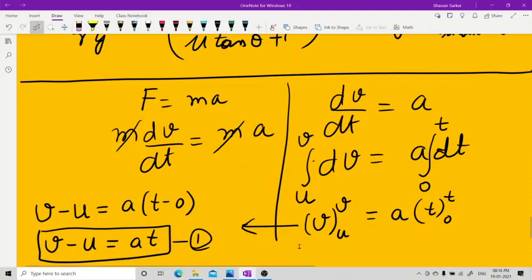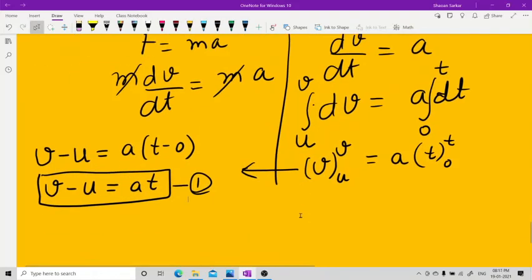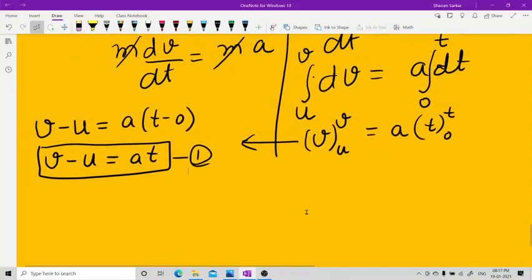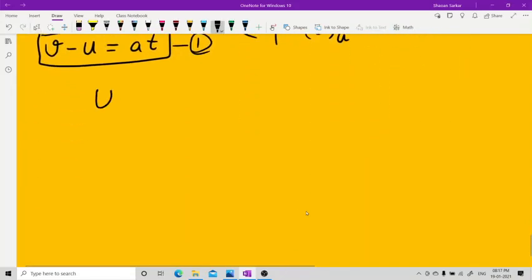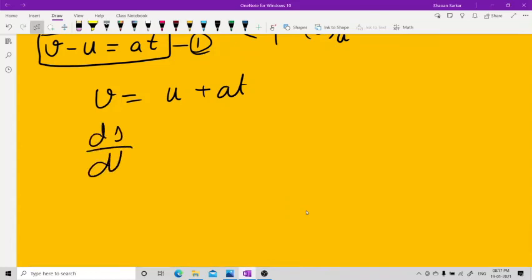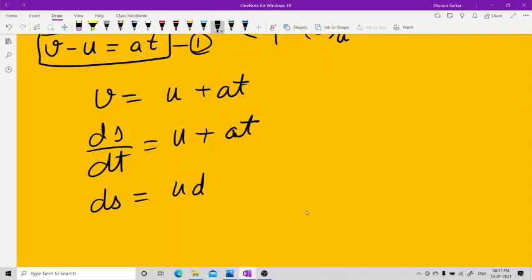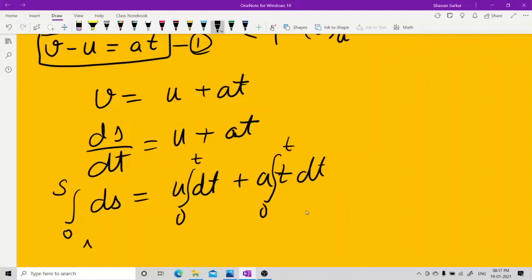Now from this, I'll try to get my second equation. See, what we have got is v equal to u plus at. Now v can be written as ds/dt, and this can be written as u plus at. So now ds is equal to u dt plus at dt. Now you take the integration from 0 to s, and from 0 to t on the other side. Now this will be s, and this will be 0, and let us call it s only.